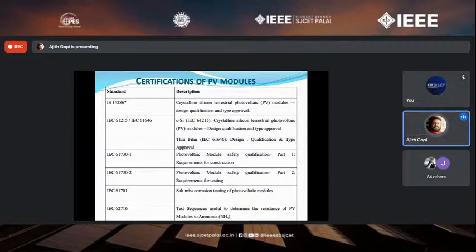We have a lot of certifications for PV modules. Remember that these certifications, IEEE certification and International Electrotechnical Commission certifications, are very important for a PV module. I'm not detailing much on the design certifications of terrestrial PV modules. There are IS standards for that also, which have recently come. Certifications like design qualification and type approval are very important, such as 61215. You have environmental certification, salt mist corrosion certification, and certification for the resistance of PV modules to ammonia.